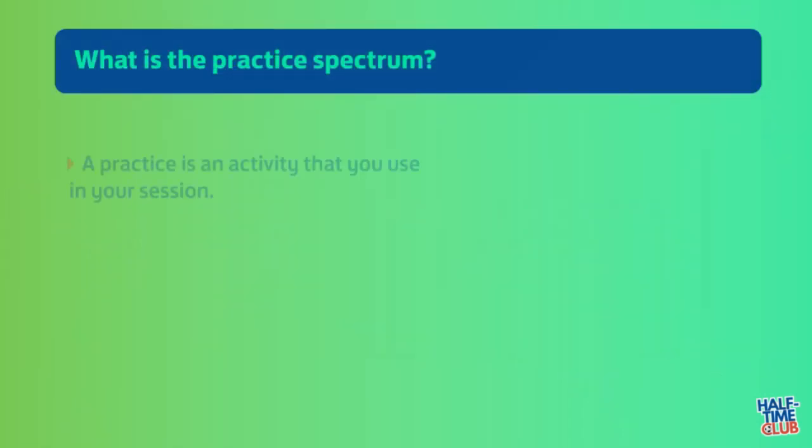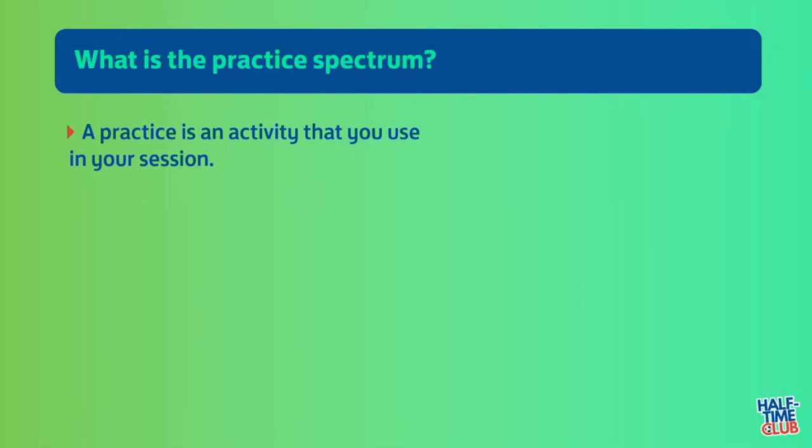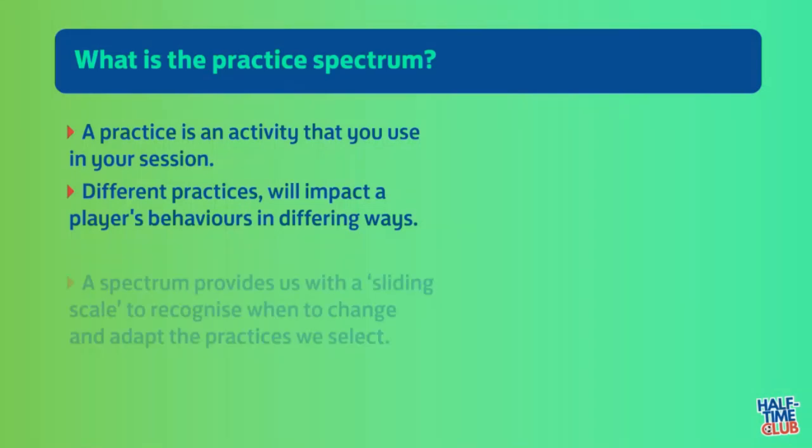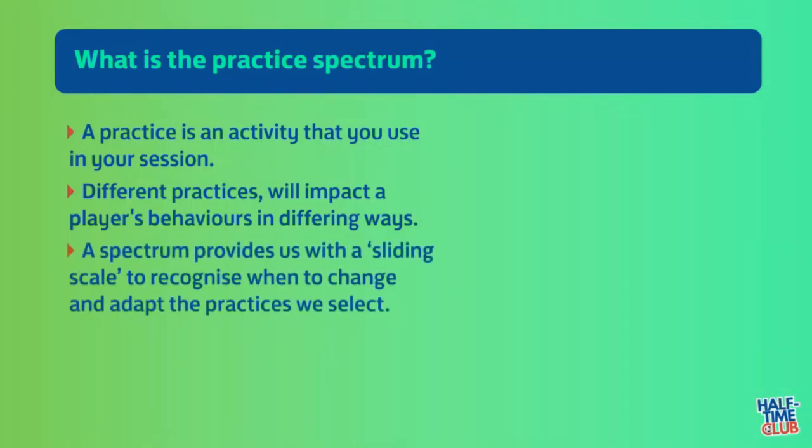A practice is an activity that you use in your session. There are different practices, and these different practices will impact a player's behaviour in differing ways. A spectrum provides us with a sliding scale to recognise when to change and adapt the practice we select based on the needs of our players. So what we're saying here is you may pick a certain practice, but there are lots of different types of practices, and we move up and down this spectrum to select what we think is the best to support the needs of our players.